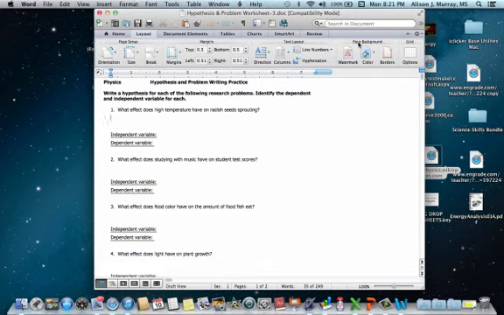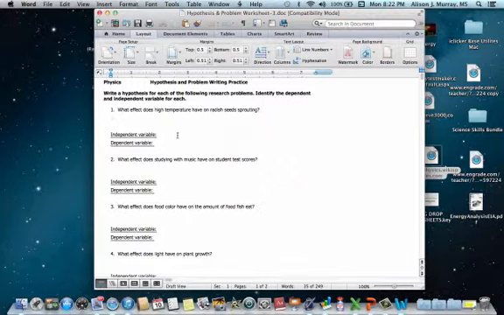So this is a little overview of writing hypotheses and figuring out what's an independent variable and what's a dependent variable. And we have some research questions we're going to use. This is the first one on the hypothesis and problem solving worksheet. And the question that we're thinking about is, what effect does high temperature have on radish seeds sprouting? And let's see if we can figure out what the independent variable and the dependent variable is.